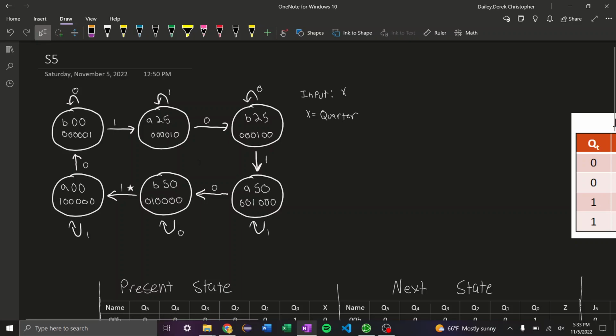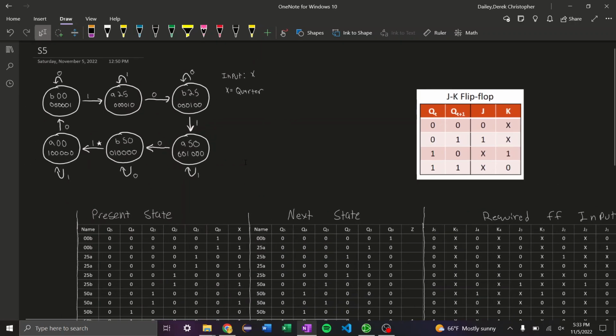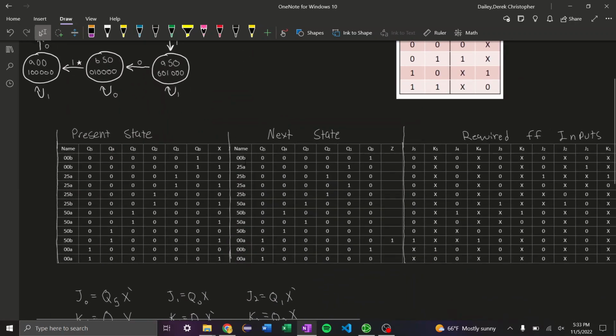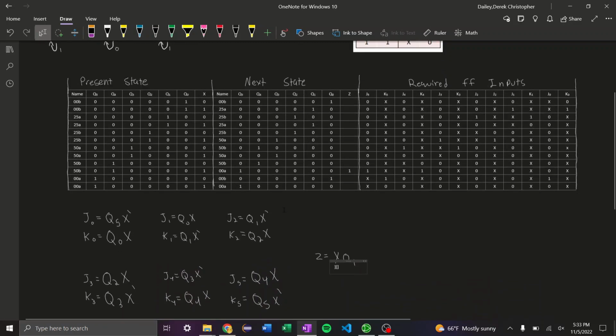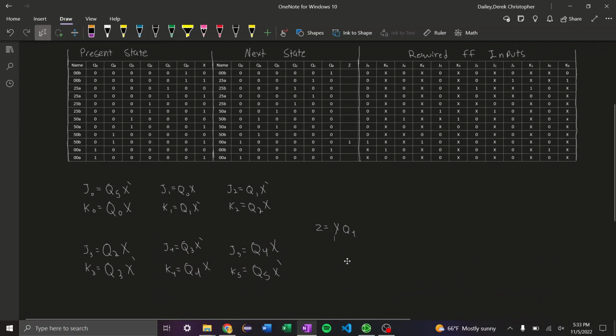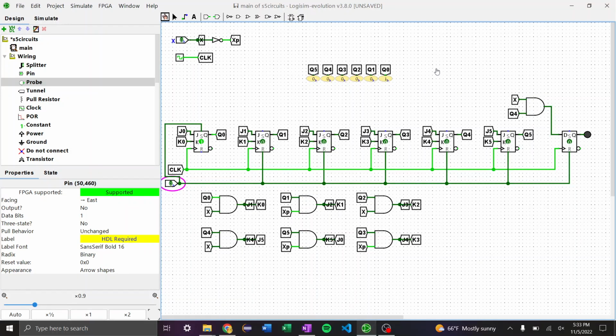Now that we know all this information, we're able to derive our present and next state table. Also, as you can see, I did the required flip-flop inputs, which I know wasn't required, but I still did it. It was an accident, but it helps prove my equations, which are down here. From that table, we're able to derive our equations, and from there, we're able to derive our circuits.